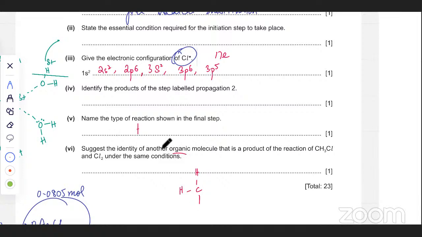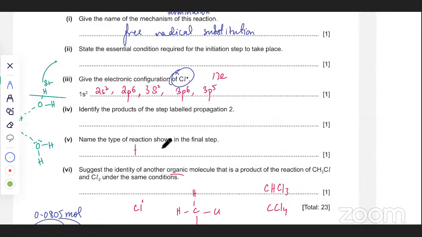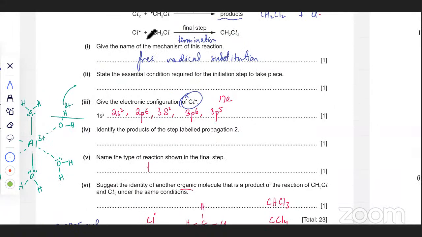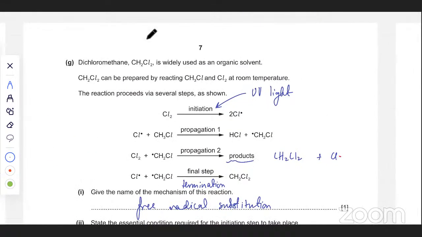So under the same conditions, remember, in free radical substitutions, when radicals are produced, the radicals could remove any number of H atoms. So another molecule that could be produced could be one with three Cls. It could be another one where all four Cls get substituted.